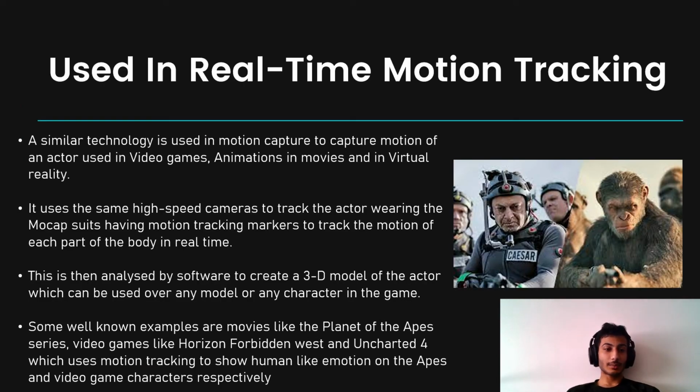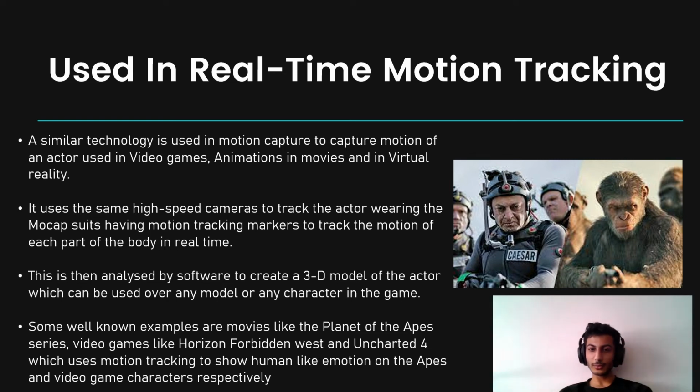The Hawkeye technology is also used in a completely different field than sports, which is movies and video games. This is the same tech that is used in motion tracking, in which humans in mocap suits have little balls or dots on their face or their suits, which are tracked using high-speed cameras to record the emotions of the human face or the motions of the human body, which is then put through software to create a 3D model of the actor to put human motion and emotions on the animated models used in movies and video games like Planet of the Apes, Uncharted, and Horizon Forbidden West.